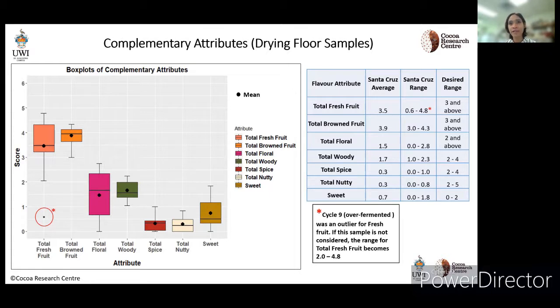The table on the right shows the ranges and averages of each flavor next to their desired ranges. And we see that brown fruit was the one attribute that consistently fell in the desired intensity of above 3 for the entire crop year.